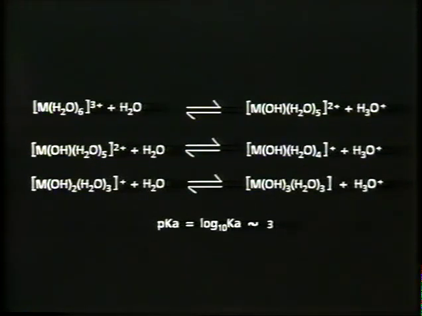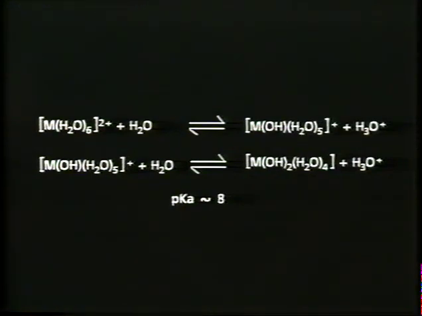The complete equilibria are shown. For the metal 3+ ion, there are the three stages, and pKa, which is minus log10 Ka, is approximately 3 for that system. So these are weak acids, but stronger than carbonic and sulfurous, and so on.